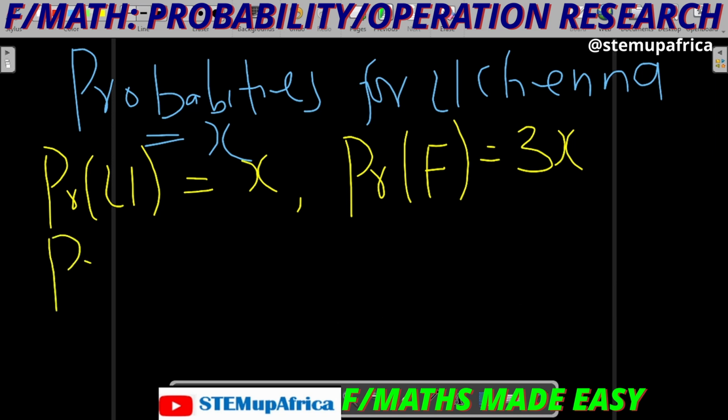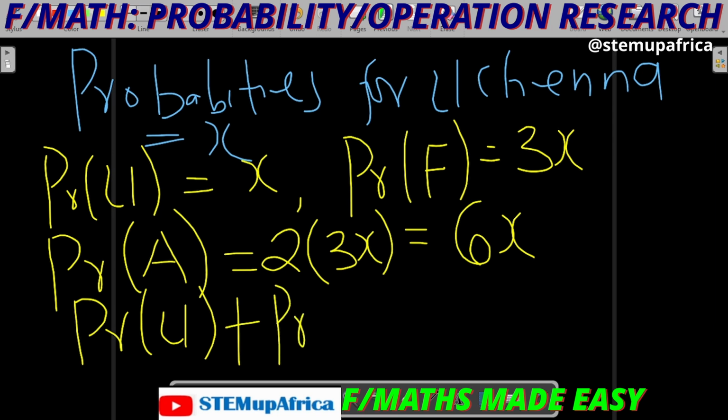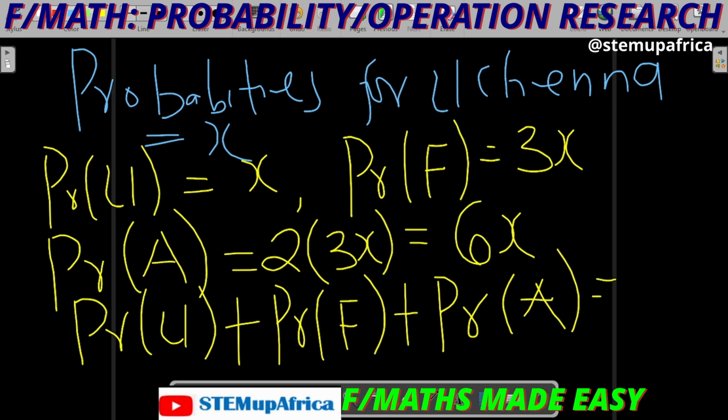And prob A, Abiola, is twice Fatima, which is 2 times Fatima's 2X. That will give us 4X. So now that we know the probabilities of Ushena, Fatima, and Abiola to be X, 2X, and 4X, we know from probability theory that the probability of Ushena plus the probability of Fatima plus the probability of Abiola, the result is always 1. So with this, you should be able to determine the value of X.